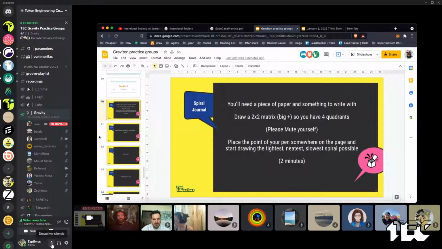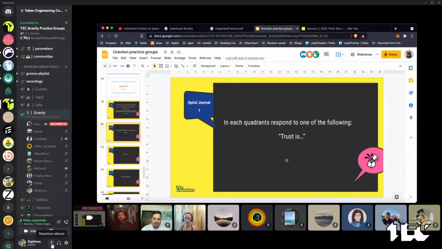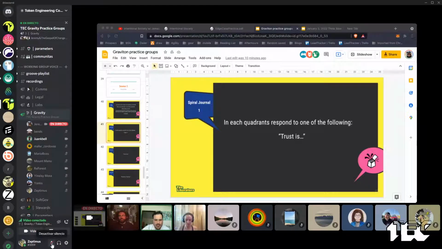All right. And pick whatever quadrant you'd like. And in the first quadrant, respond to the following prompt. Trust is ... One definition per quadrant. In that quadrant, just describe trust.